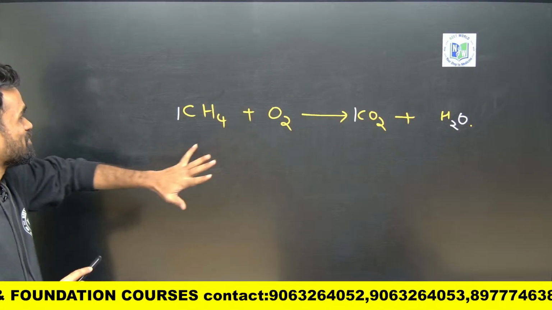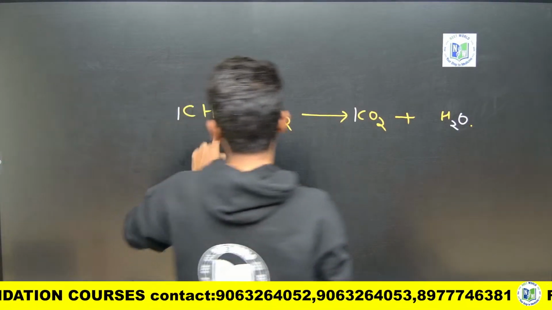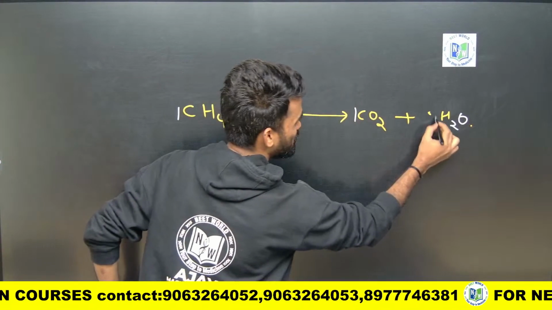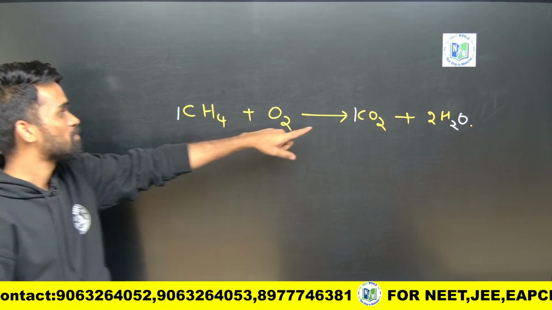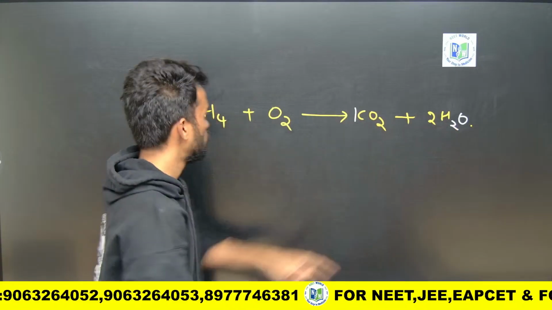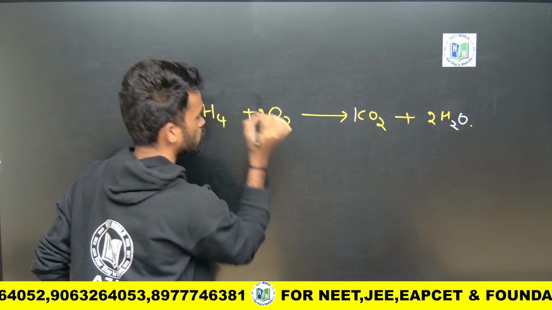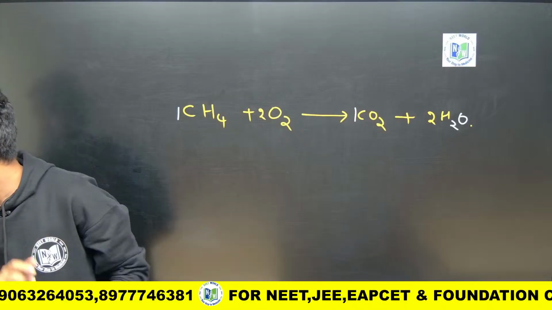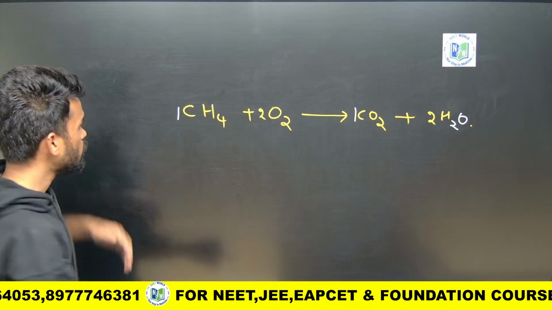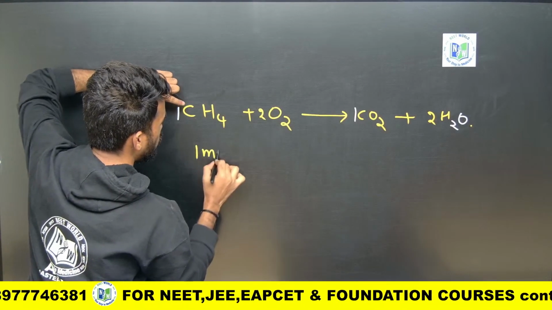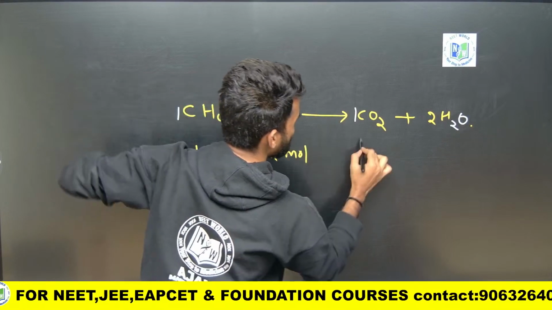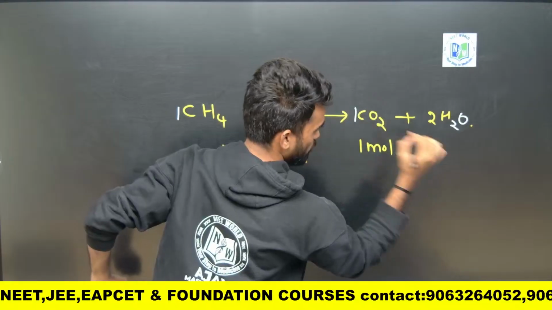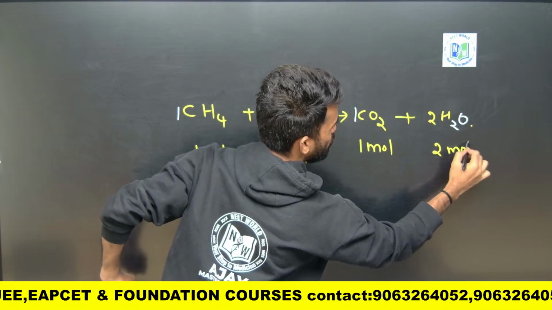Then next, how many hydrogens are there? 2 are there, so 2 waters. Now balance the oxygen atoms. Here we have 2 and 2, so it means 4 total. So you can take it like this. What is the ratio here? 1 mole of methane combining with 2 moles of O2, forming 1 mole of CO2 and 2 moles of water.